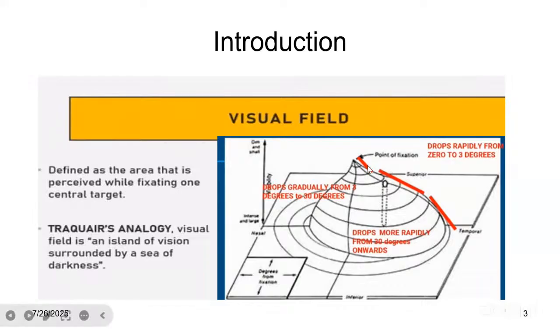This diagram depicts the hill, an island of vision, which is surrounded by a sea of darkness, where we see the peak of the hill, which corresponds to the fovea, where we have the maximum vision, and it drops rapidly from 0 to about 3 degrees, and then gradually drops from 3 degrees to about 30 degrees, while it drops more rapidly from 30 degrees onward. That is the peripheral field.